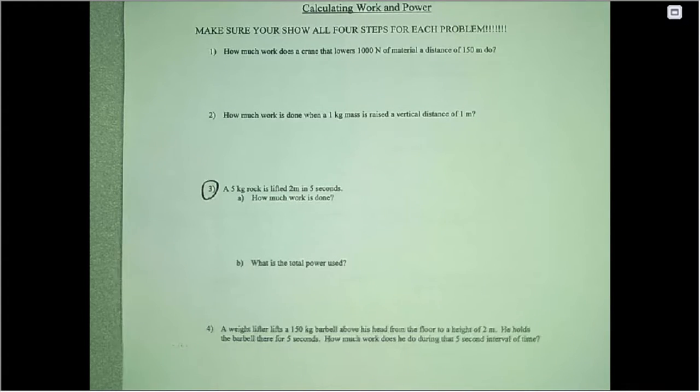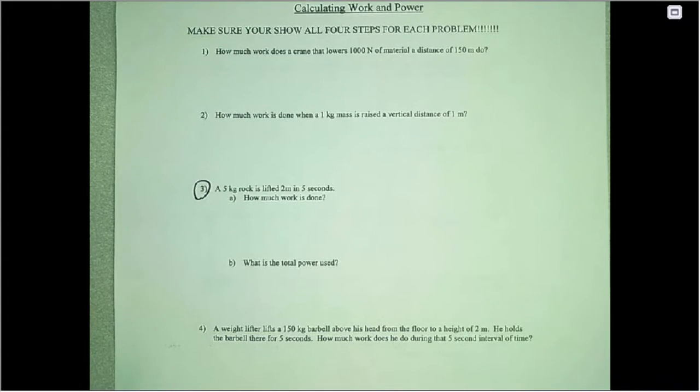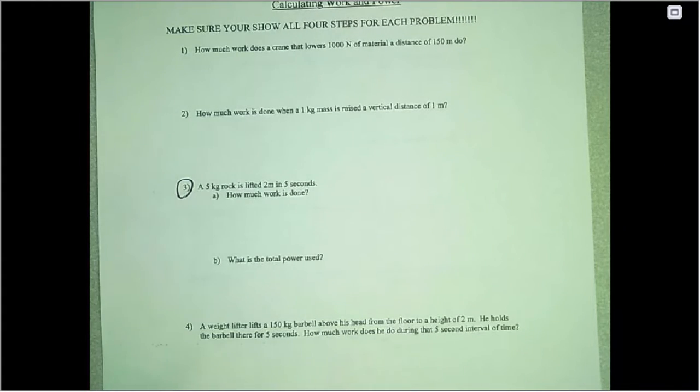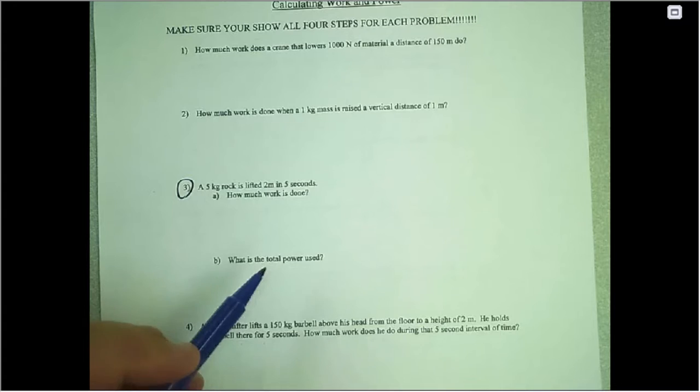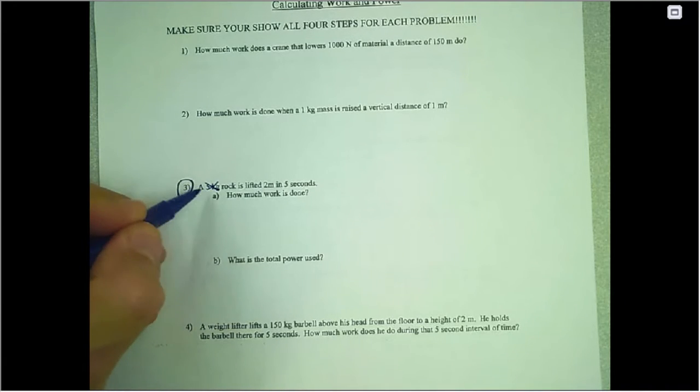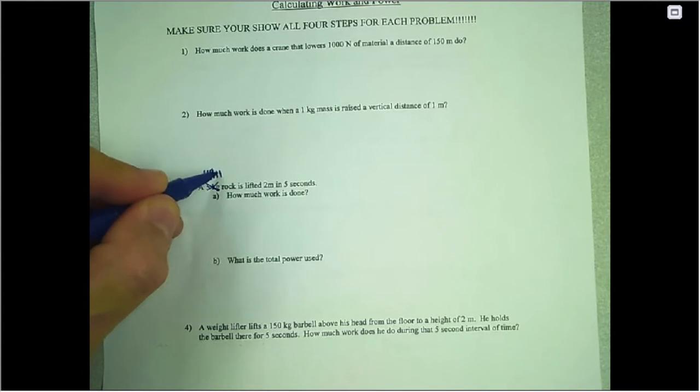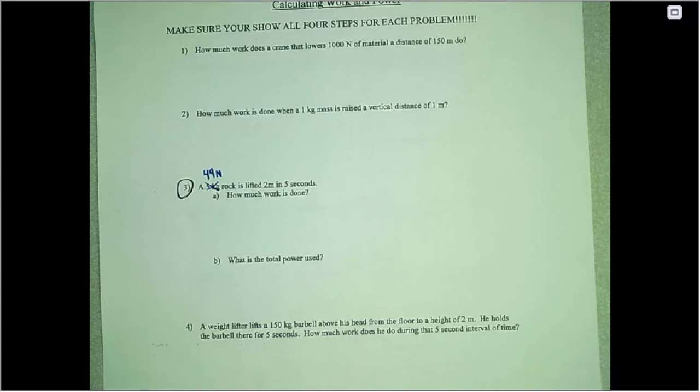on calculating work and power. A 5-kilogram rock is lifted 2 meters in 5 seconds. Kilograms, if you remember, whenever you see kilograms, you want to take kilograms and multiply it times gravity to change it to a force. Unless they ask what is the mass, which they probably won't ask in this problem. So I did that on my calculator, and I'm going to cross that out, and change that mass into a force of 49 newtons. So a 49 newton rock is lifted 2 meters in 5 seconds.